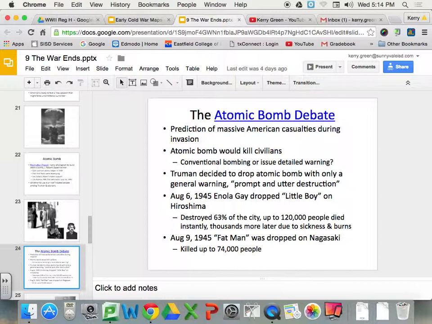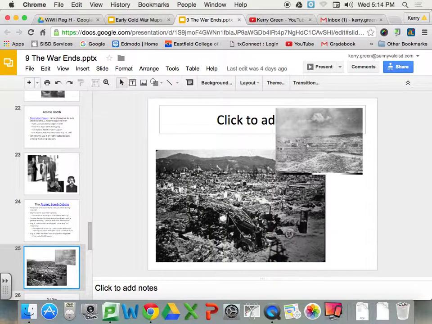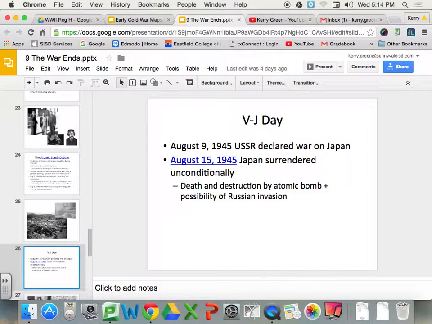So August 6, 1945, the Enola Gay drops the bomb Little Boy on Hiroshima. And you can see the statistics right there. And then 3 days later, they drop Fat Man, which is the name of the other bomb, on Nagasaki. And this prompts the immediate surrender of Japan. And here are some pictures from some of the destruction. Massive casualties from this.